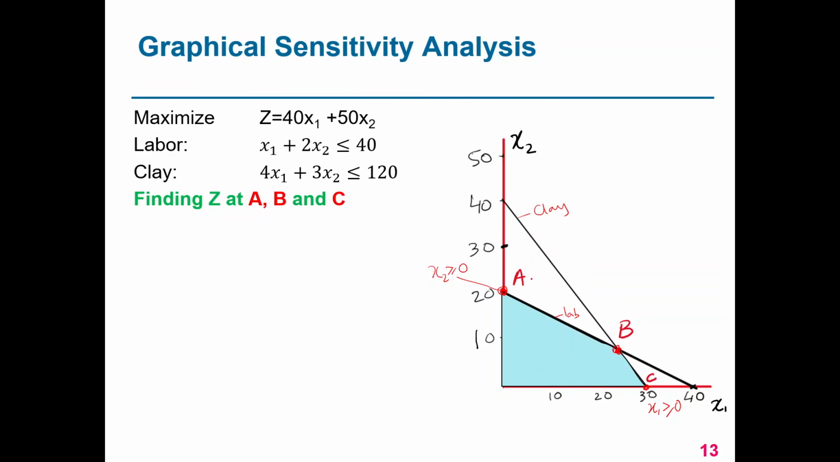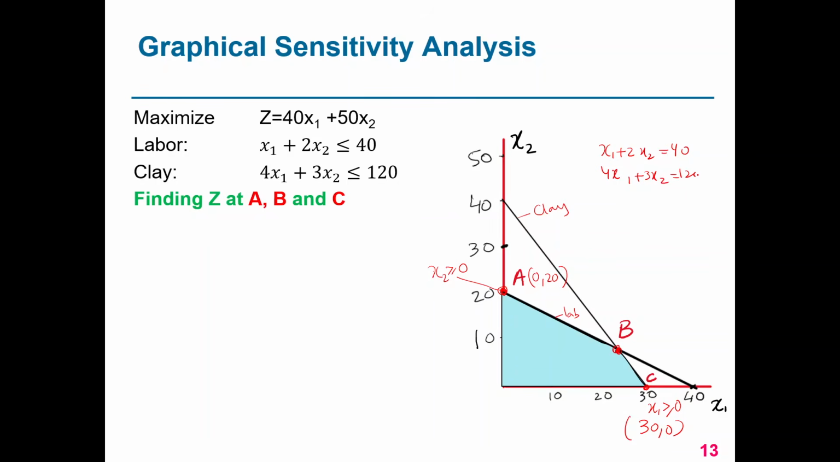So before finding the profit at these three points, we need to find the coordinates of these points. The coordinates of A are straightforward. A has 0 along the x1 and 20 along the x2, and C has the coordinates of 30 comma 0. Point B is basically the intersection of two lines, and we can solve these two lines to find the coordinates of B.